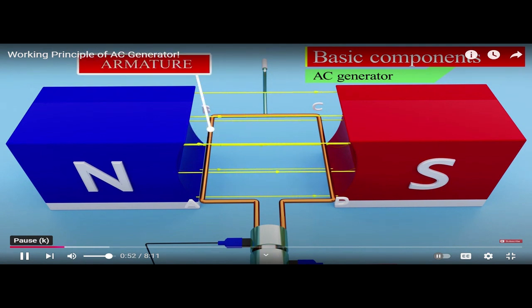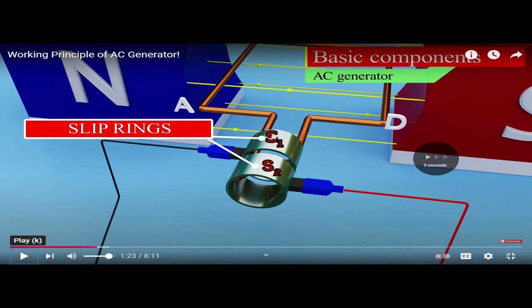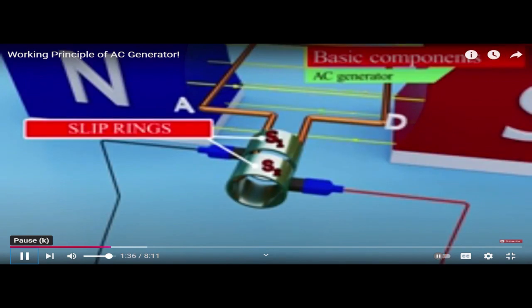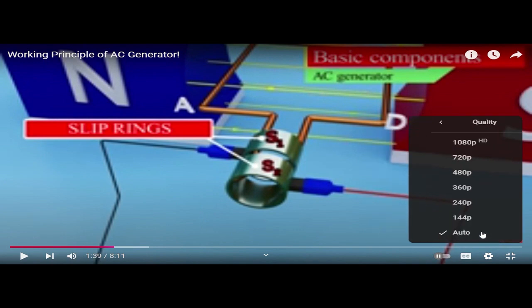This name is important, slip rings. A slip ring is a circular conducting material that is connected to the armature rotor windings. Slip rings are used to bridge, transfer, and carry the power to and from the rotor of an AC generator.